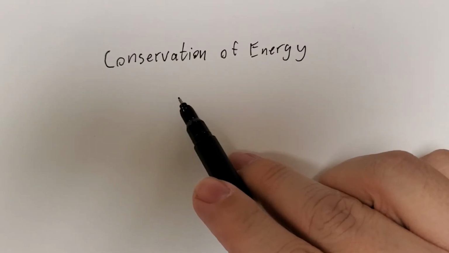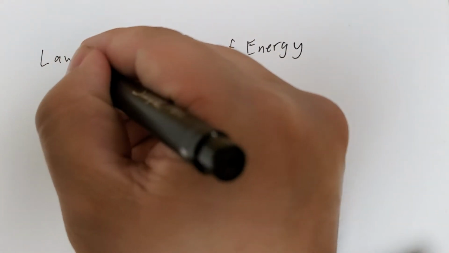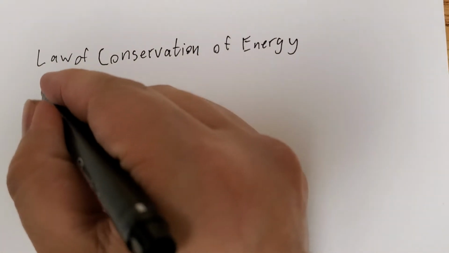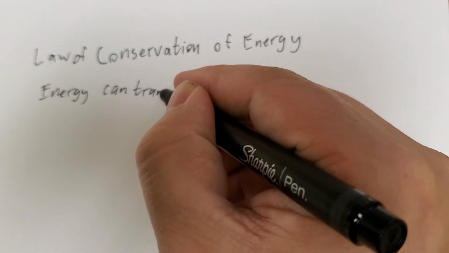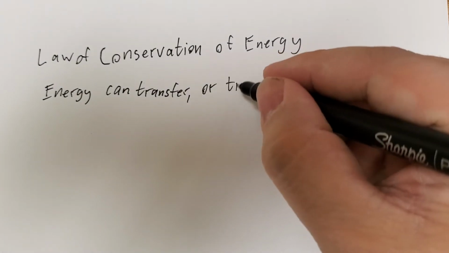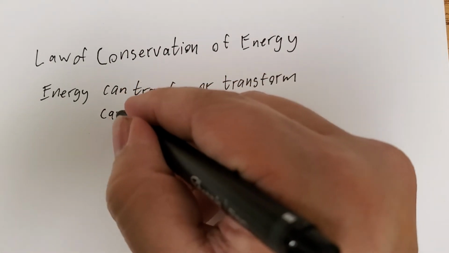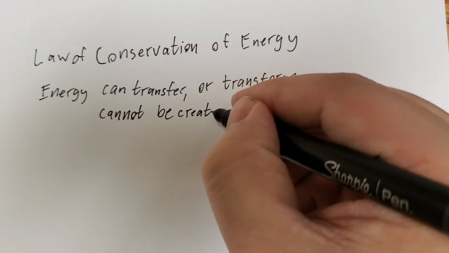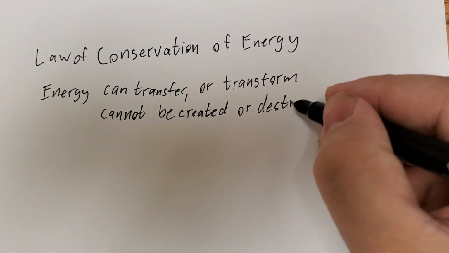We are talking about the conservation of energy, okay? And in particular, we are talking about the law of conservation of energy. There's a law to go with this, and it says that energy can transfer, as we've seen before, or transform, but it cannot be created. You can't make energy out of thin air, out of nothing, or you can't destroy energy.